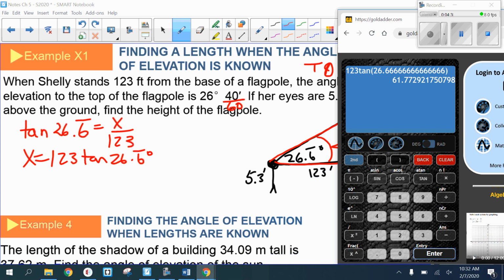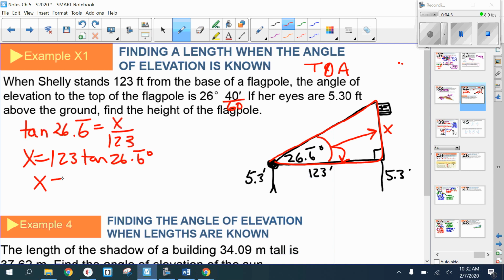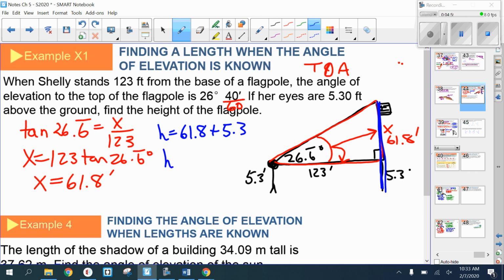Let's call that 61.8. X is 61.8 feet. Now that's not the height of the flagpole. The flagpole is that plus this 5.3. Remember, Shelley's eyes were 5.3 feet above the ground. So the height is going to be 61.8 plus 5.3. That's 67.1. The height of the flagpole is 67.1 feet.